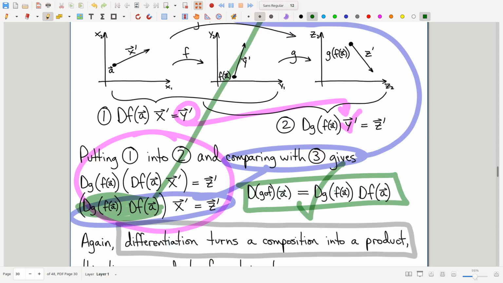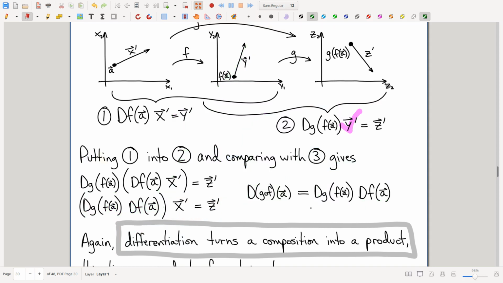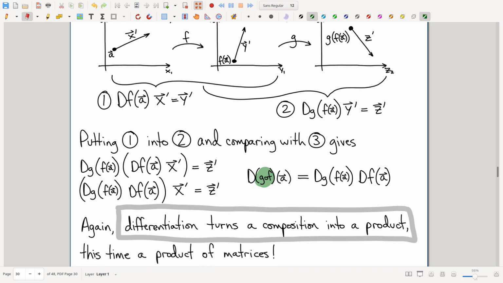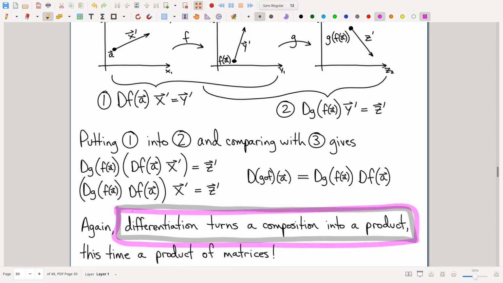So if you have two functions, a multivariable function f and a multivariable function g, and if you compose them together, what comes out of f goes into g, just like I have in this drawing here. When you do that, you produce a composition, g compose f, and the derivative of that composition is the product of the individual derivatives. Again, I think the little pithy summary is really nice. Differentiation turns a composition into a product.